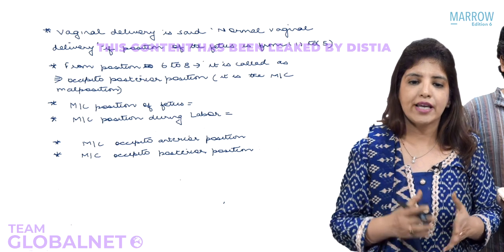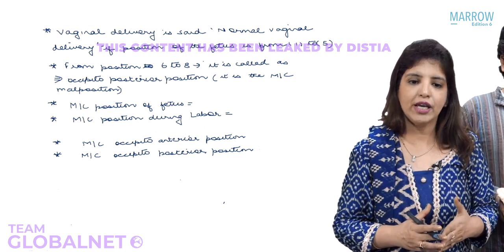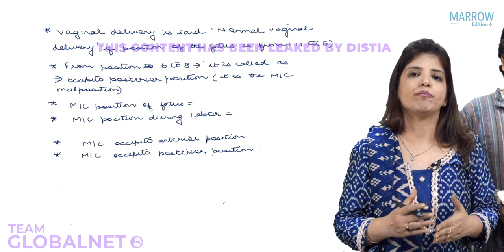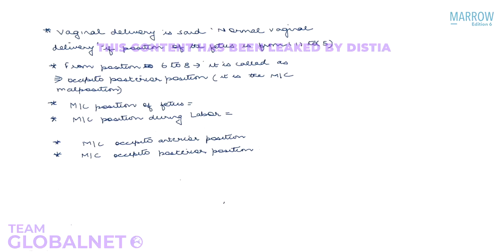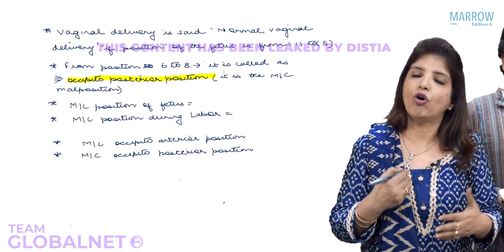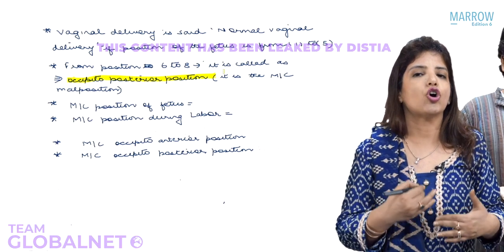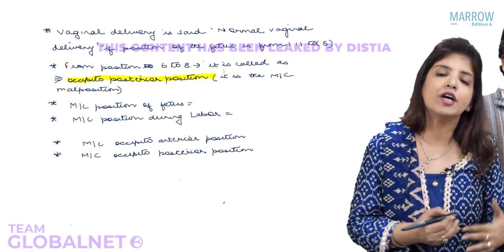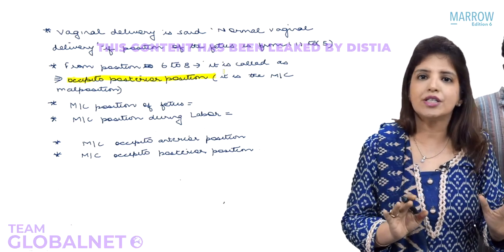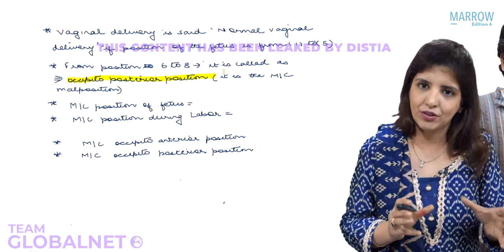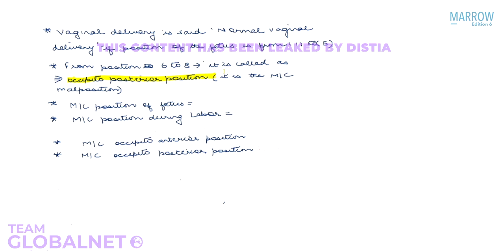Vaginal delivery is said to be normal vaginal delivery if position of the fetus is from position number 1 to position number 5. From position number 6 to position number 8, if you are doing vaginal delivery, then that is called occipito-posterior position. And occipito-posterior position is the most common malposition. Right? Breech was the most common malpresentation. Here, presentation is cephalic. The problem is with the position, right? So, occipito-posterior position is the most common malposition, right?